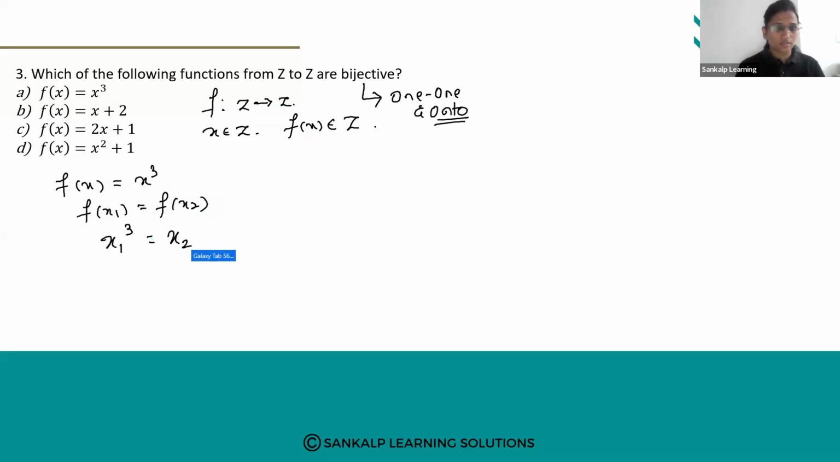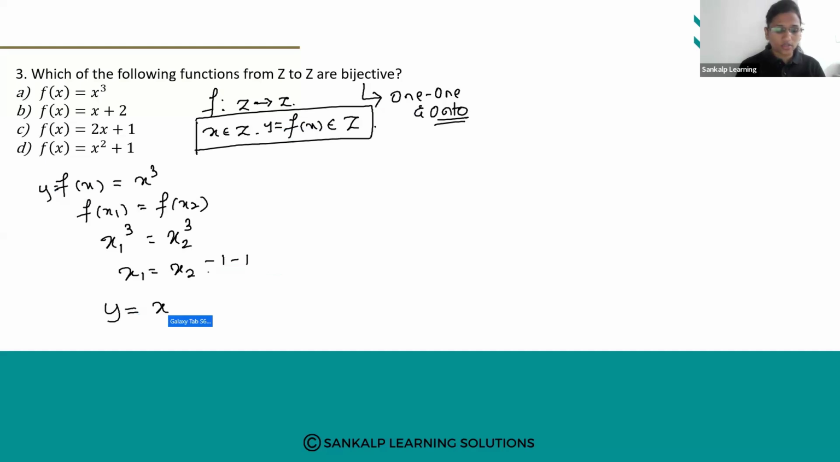Now this is true, because when you take the cube root, there is only one possible way. Yes, it is one-one. But let us check for onto. How do we check for onto? For every x there exists some y, I'll take this as y. Then for every y, there should exist some x, where x and y both are integers. Now what we have here: y equals x cube. From this, what can I write? x is the cube root of y.